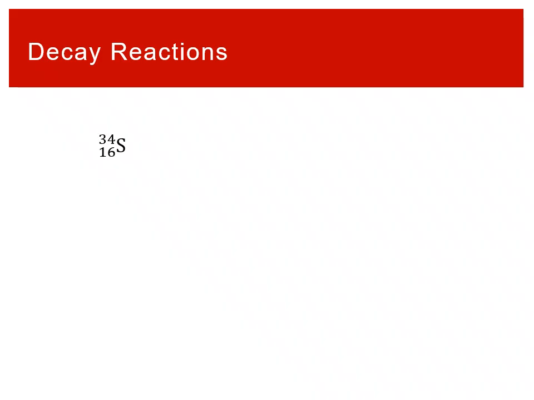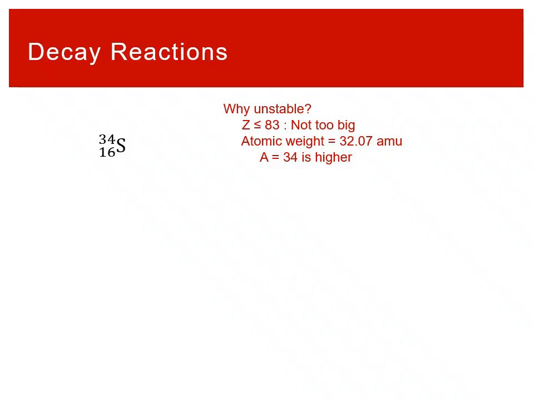Let's start with our sulfur 34. So whenever we are given our isotope symbol, we want to figure out why is this thing unstable. If it's going to decay, why would it decay? Well, the atomic number is 16 here, so it's not too big. I don't have too many protons. When I look at the atomic weight on the periodic table, it's just over 32, 32.07. So that implies that the isotope 32 mass is probably the most stable.